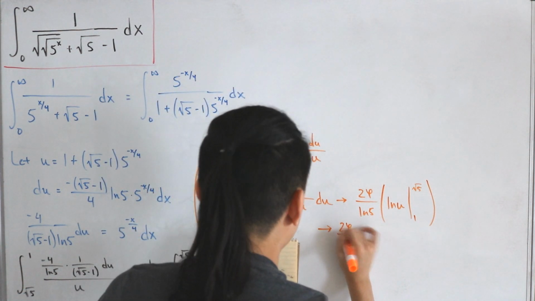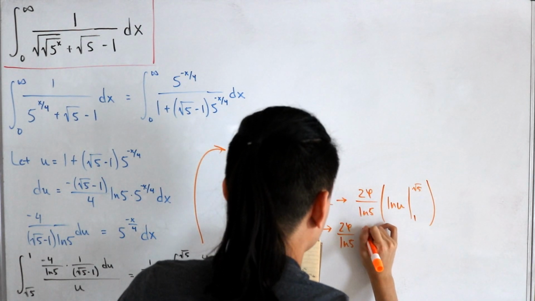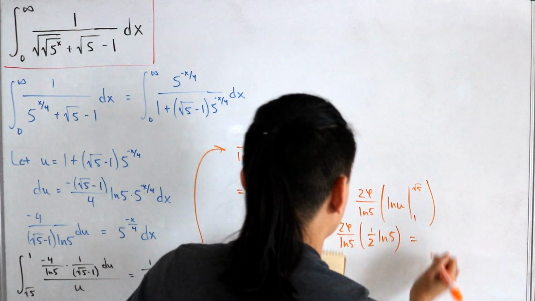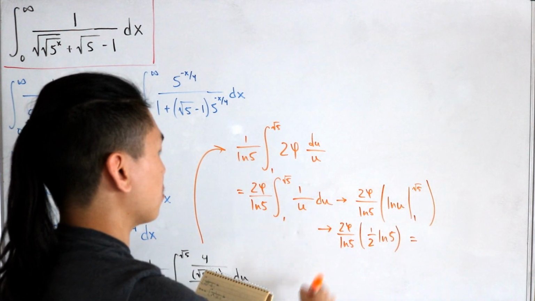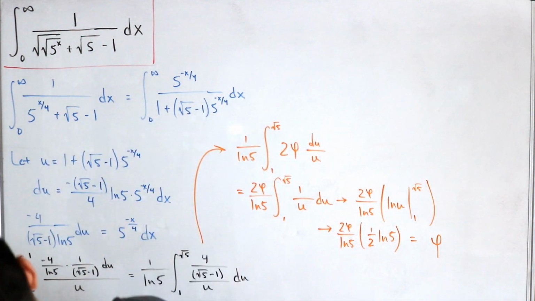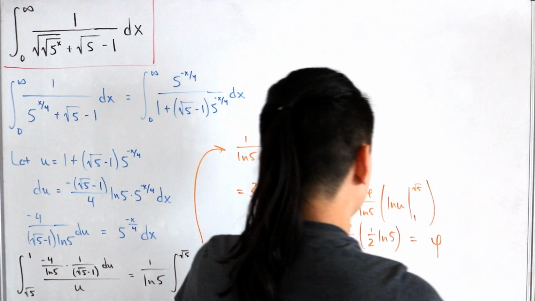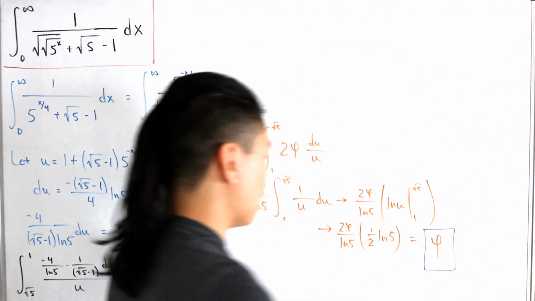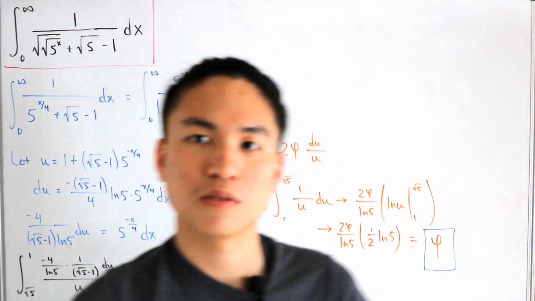So 2 phi over ln of 5, then multiplied with 1/2 ln of 5. Then we can see that this just cancels some stuff out. ln of 5 will get rid of itself, and then the 2 and the 2 will get rid of themselves. And now we have that this is just the golden ratio number. So it's actually a special case of an integral where it comes down to a very nice number, just like that, with no constant. So there you have it. That's pretty cool if you ask me.